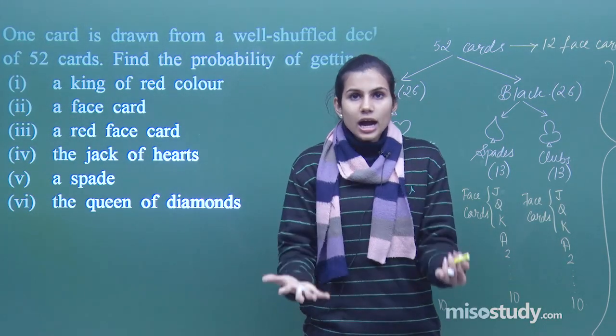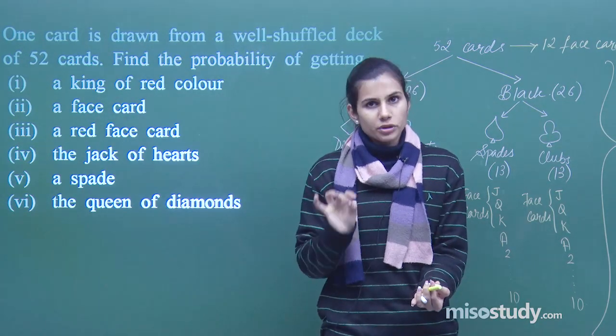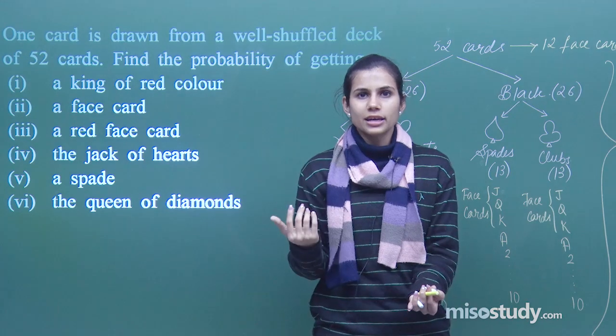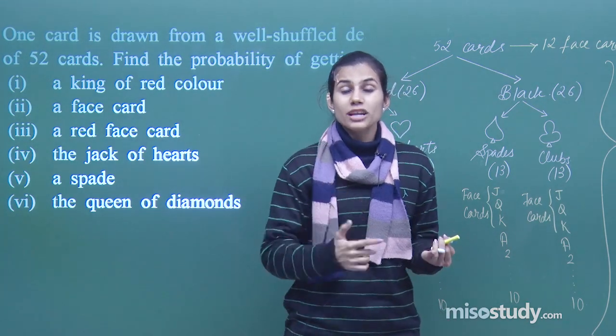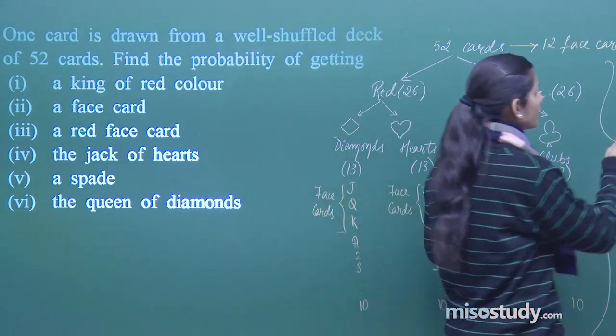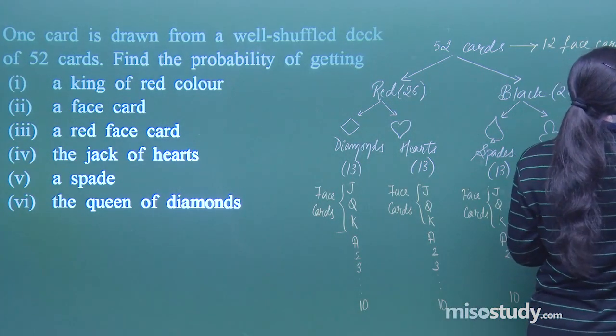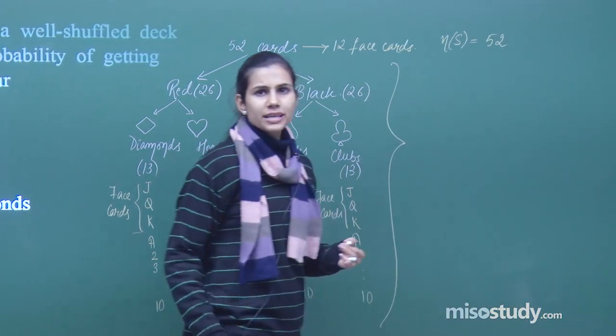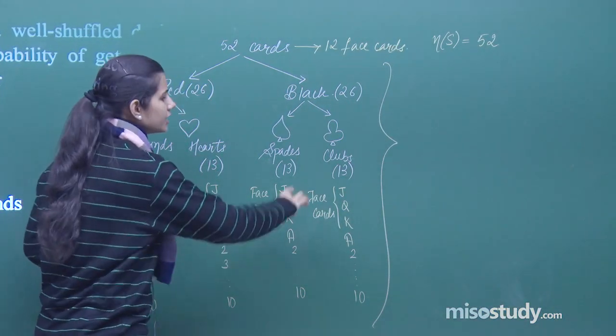Because there are 52 cards, any card can be withdrawn when you are inserting your hand in the well shuffled deck of 52 cards and drawing a card. Any card can come out, and therefore there are 52 possibilities of that card coming out. So total number of outcomes, number of members in the sample space, is 52. I can't write the whole sample space. In the sample space I will write this only.